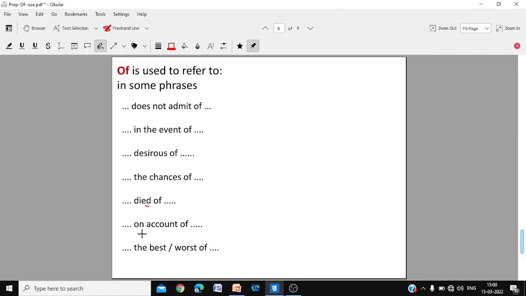On account of: the school will be closed on account of Diwali. The best of, the worst of: what is the best of the two? Or the best of the three, the best of all the situation. What is the best of the situation? The best of the thing that could have happened.